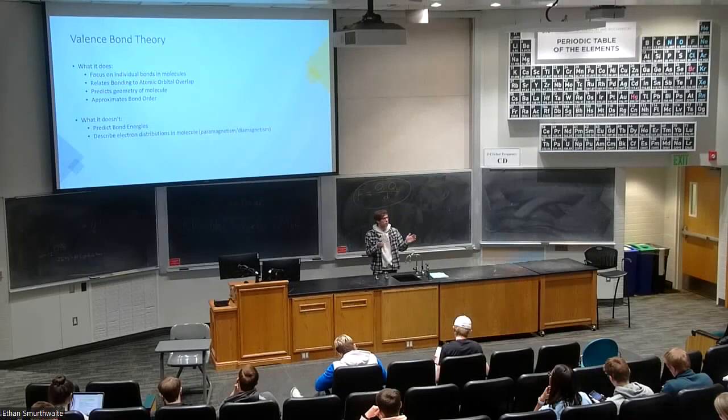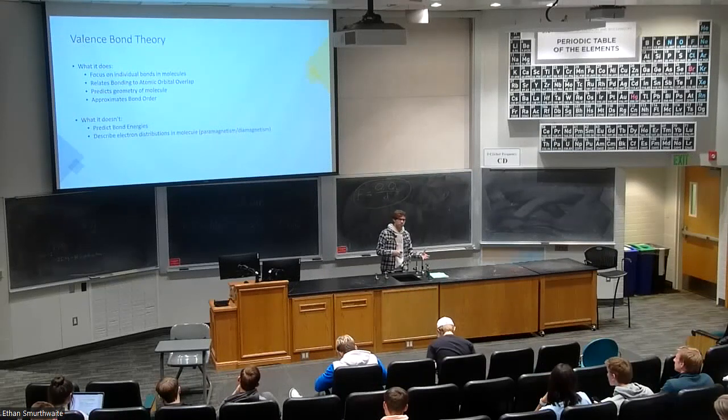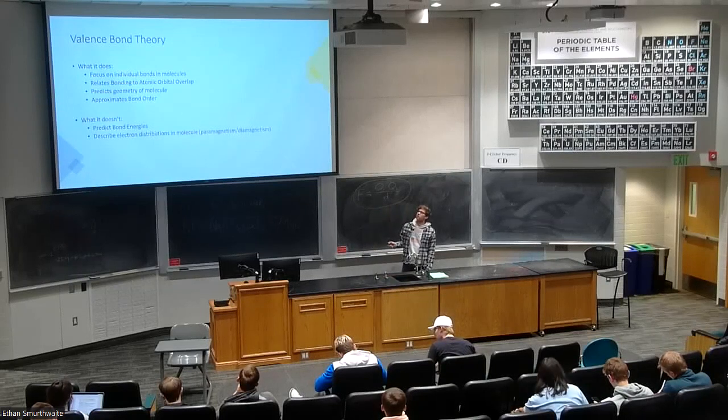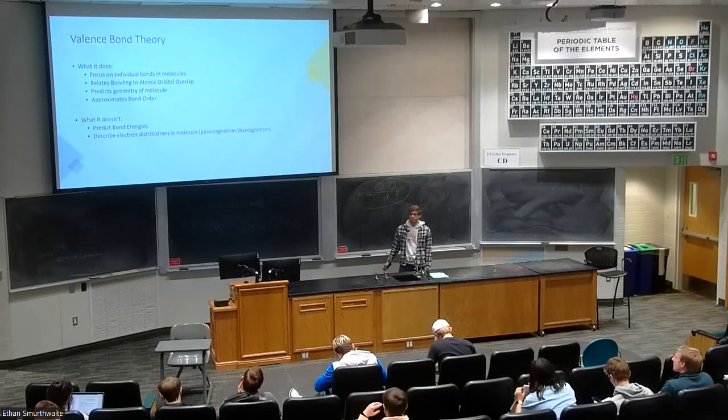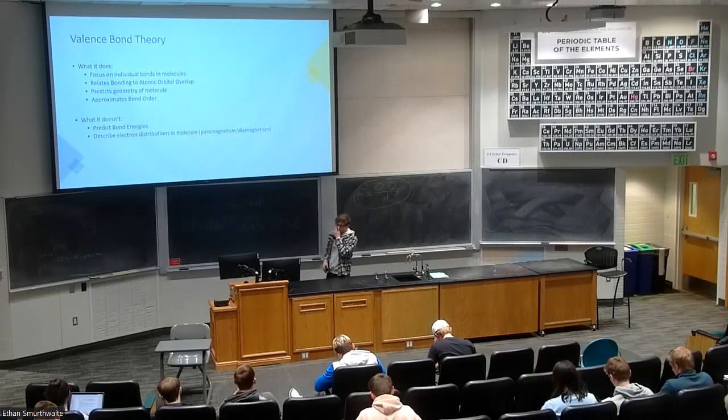There are going to be multiple choice questions that say, what is molecular orbital theory better at than valence bond theory? So the cons of valence bond theory are that it doesn't predict bond energies, and it can't describe electron distributions in the molecule, so paramagnetism or diamagnetism. It's also just not really what happens. That's a pretty big con, but it does help us understand the shape of the molecule. It's helpful.